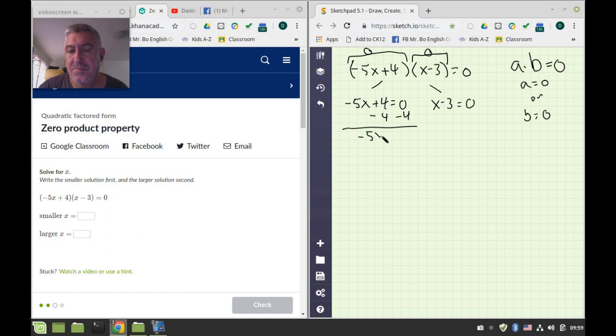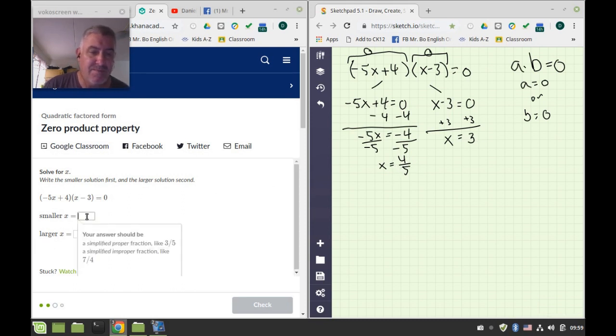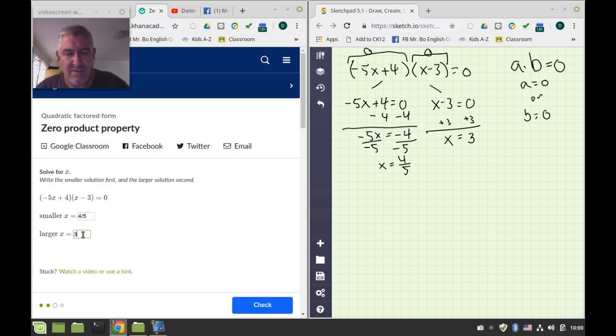So we'll solve. We remember how to do this. And divide by negative 5. So x is equal to 4/5. X minus 3 plus 3 plus 3. So x is equal to 3. Which one is smaller? 4/5 is less than 1. So 4/5 is our smaller one. And Khan is very nice when we're going to have a fraction. It tells us write your fraction. Okay. And 3.